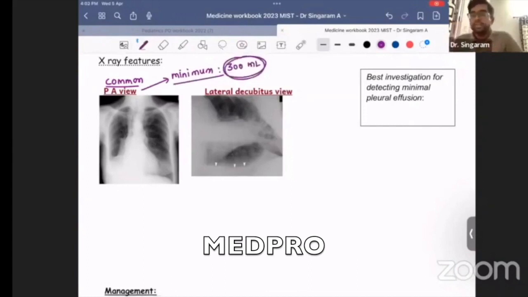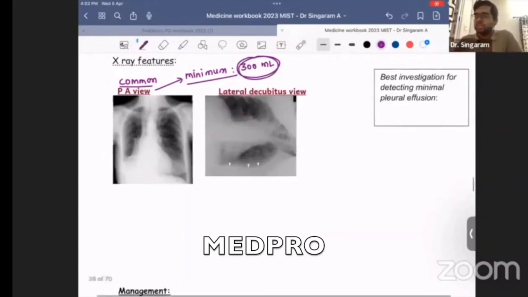Don't forget, this minimum 300 ml of fluid is the volume above which you can have clinical features of pleural effusion also. So I hope you can follow that, right? So minimum 300 ml should be present. And what are you seeing as evidence of fluid? The fluid will appear white in color. I think all of you should know this.